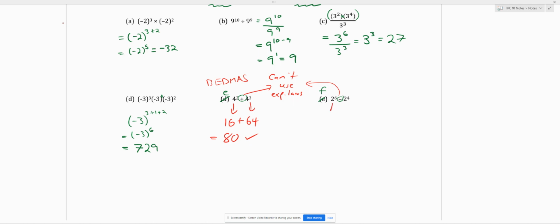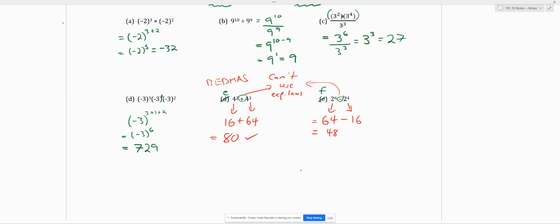Over here, again, I have to do exponents first. 2 to the 6 is 64. And then I'm going to subtract the 2 to the 4, which is going to be 16. And finally, our answer is 48.